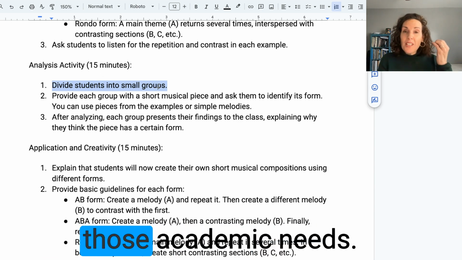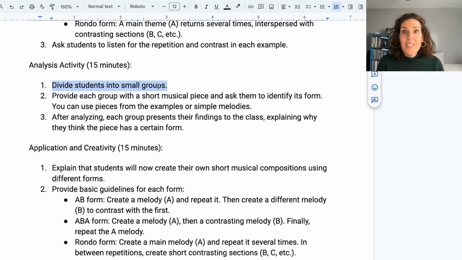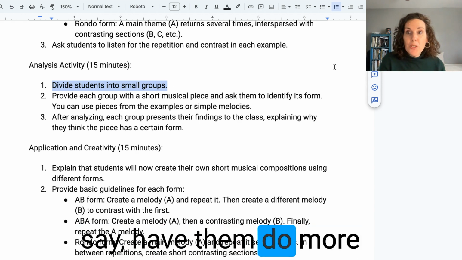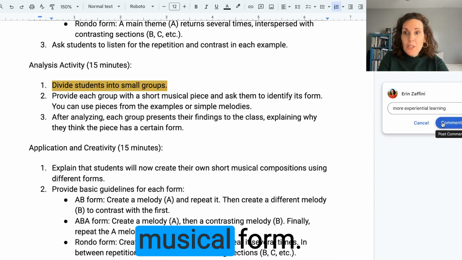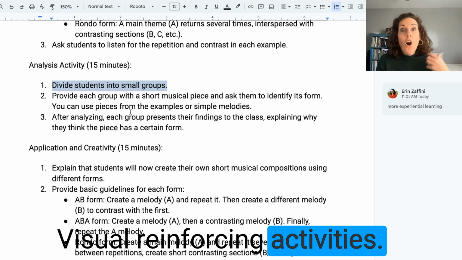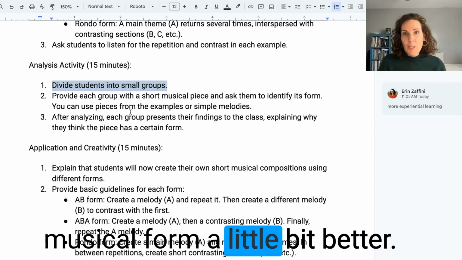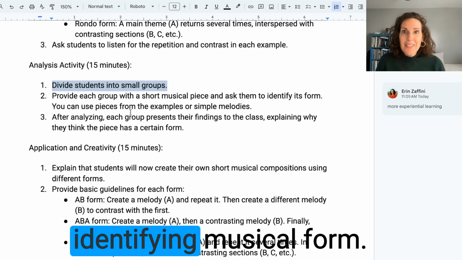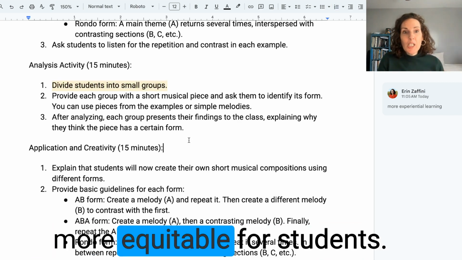Okay, so thinking about those academic needs, we jumped right from here's an example of musical form to here we are going to kind of assess it. I'm going to see if you kind of get it. Before we do a little bit of assessment, I would say have them do more experiential learning with it. Things that work really well with understanding musical form specifically are movement activities, visual reinforcing activities, oral reinforcement. Those kinds of things really lend themselves well to students being able to engage with musical form a little bit better. So how many ways can they learn about musical form before you go right to students identifying musical form? Put in some steps along the way. Put in some more steps that will help be more accessible and more equitable for students.